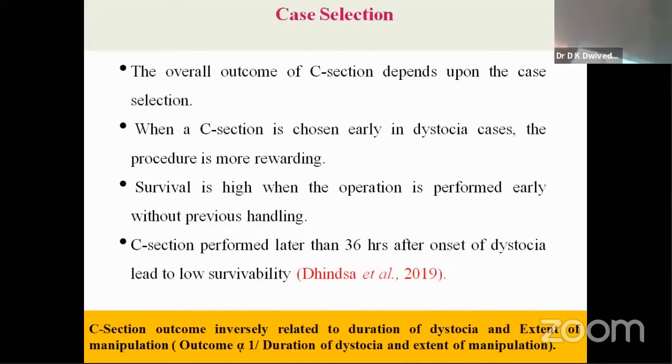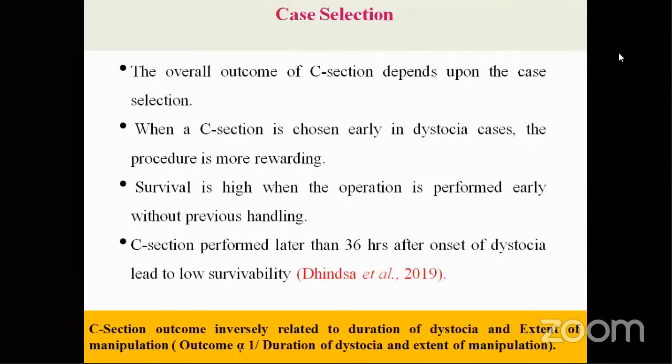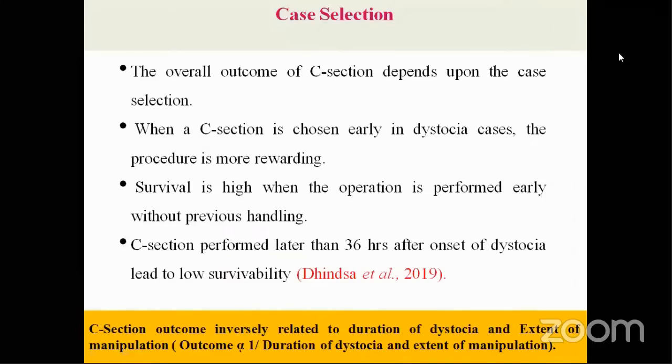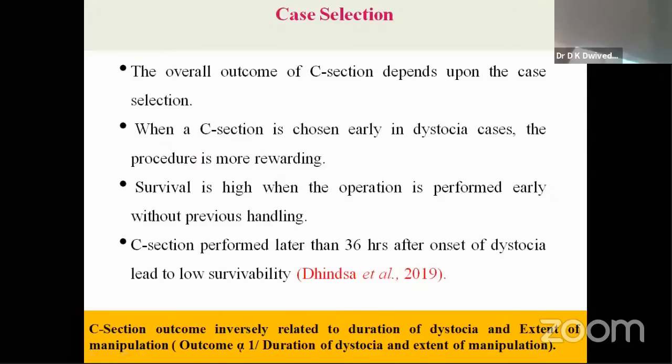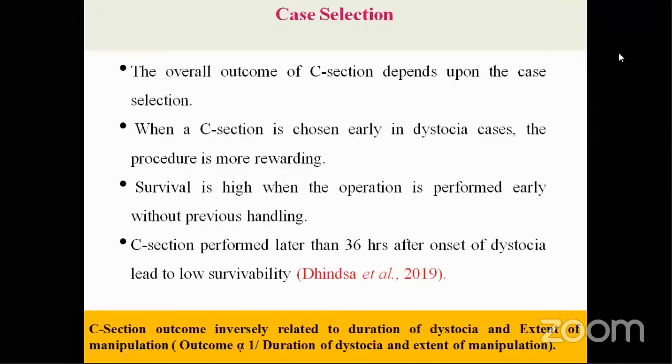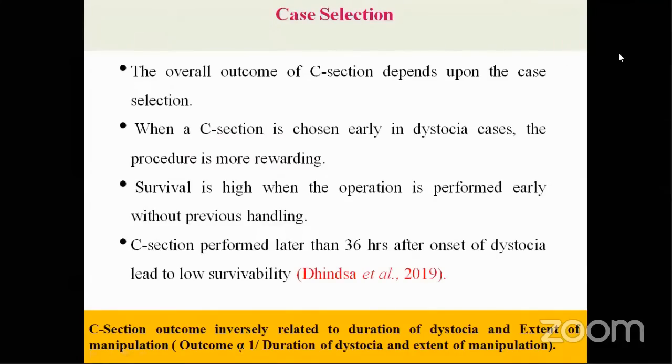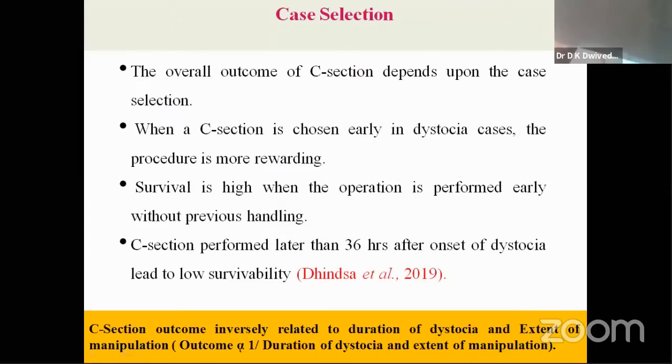Now come to the case selection or surgical judgment. It is very important because nowadays owners are also highly aware, and you have to clearly communicate the outcome of this procedure to the owner of the animal. So for the C-section, three factors are very important on which the outcome depends. The first one is the duration of dystocia. This is a very, very important factor, and the outcome of your C-section is inversely related to the duration of dystocia.